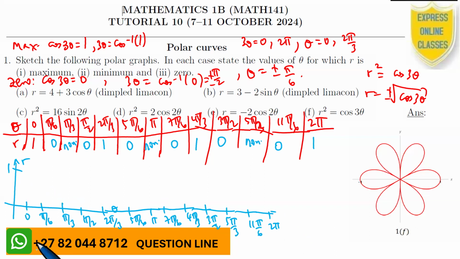It's 0, then it is 1. At 5 pi over 6, then it is 0. At 2 pi over 3, then it is 1. At 5 pi over 6, then it is 0. Non-real. At 7 pi over 6, it is 0. At 4 pi over 3, it is 1. At 3 pi over 2, it is 0. This is non-real. At 11 pi over 6, it is 0, then 1.